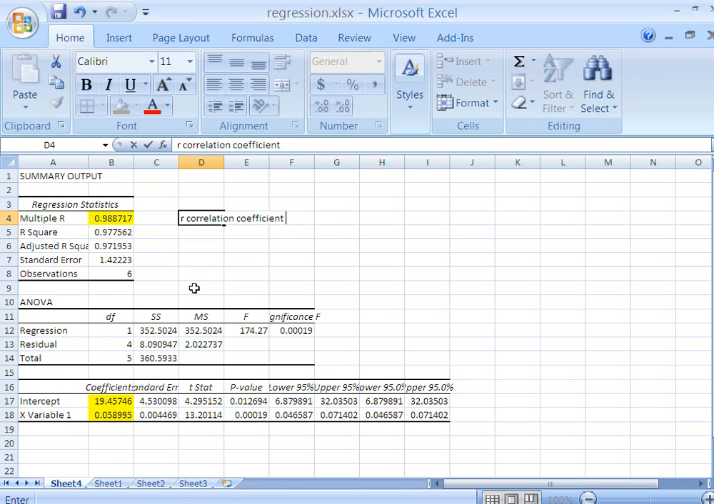Keep in mind the sign might not be right. The sign of this cell should equal the sign next to your X variable. This is going to be your slope. So this will always come up positive in Excel for some reason. It can, however, be negative. So you want to look down here and make sure the sign of those two things match. So if this is negative, that should be negative. If this is positive, that should be positive.